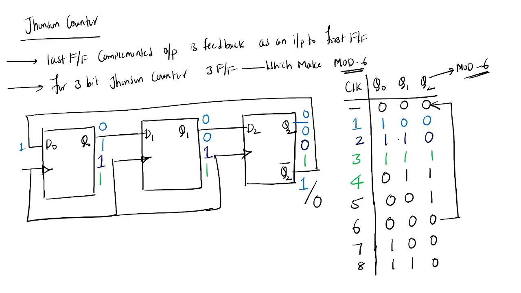So it will count from 0 to 5 states. We already saw that a mod n counter will count from 0 to n minus 1. So this is nothing but it is acting as a mod 6 counter.